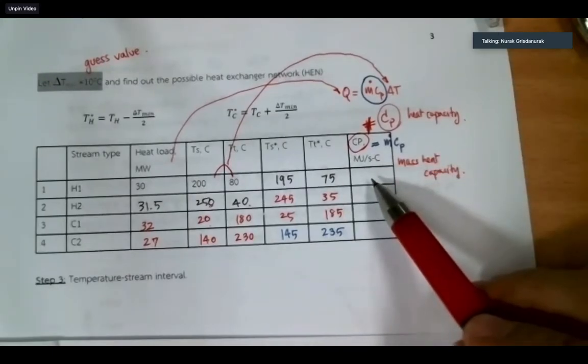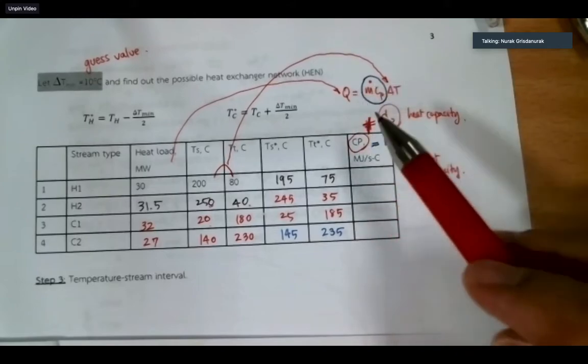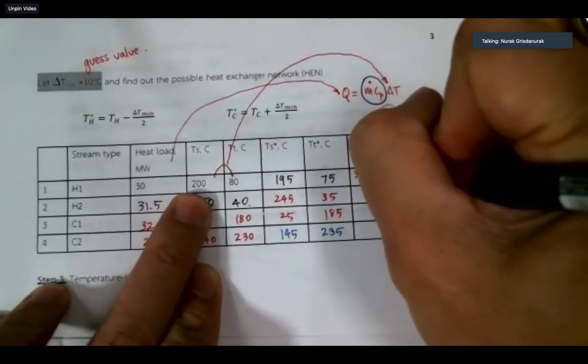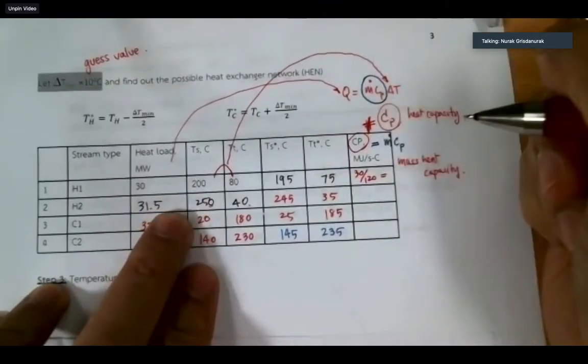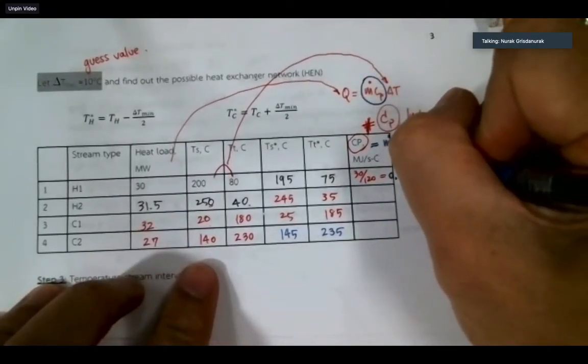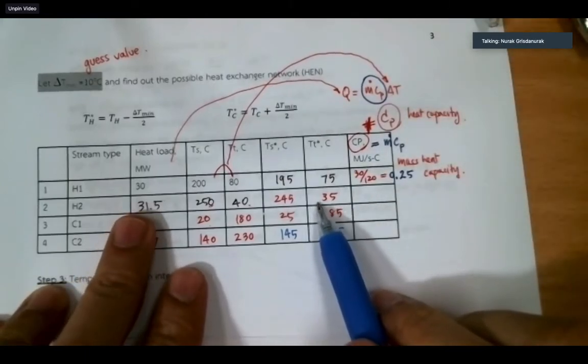So how can I calculate from this kind of equation? What I get is 30, right, divided by 120, becomes 0.25.